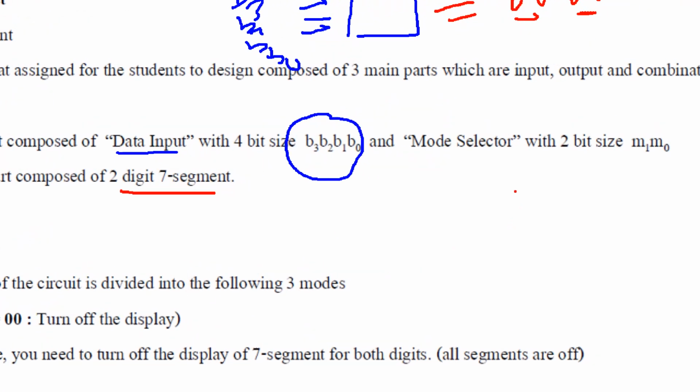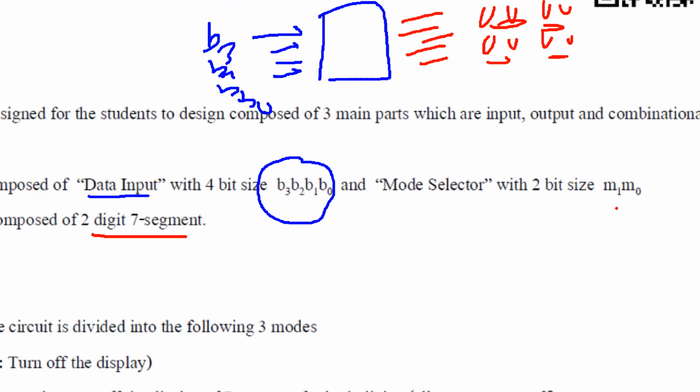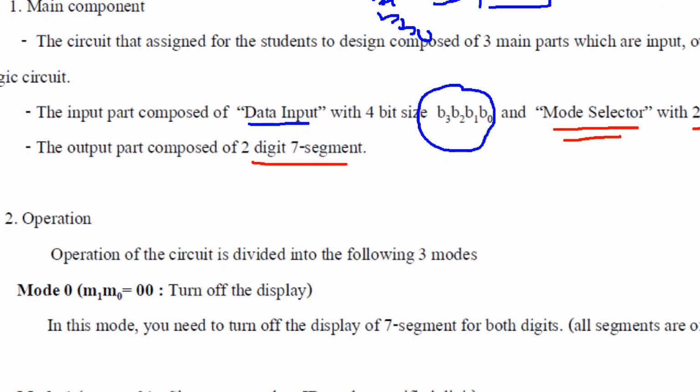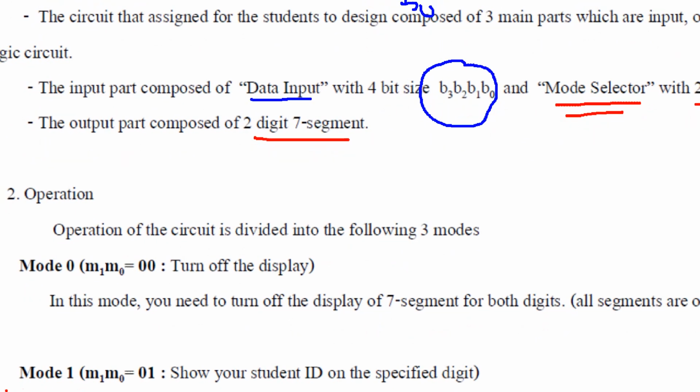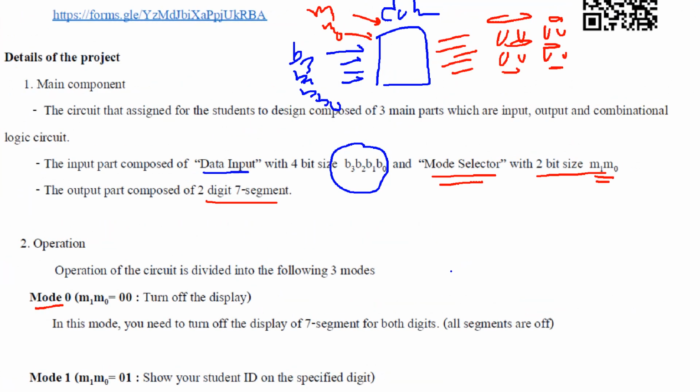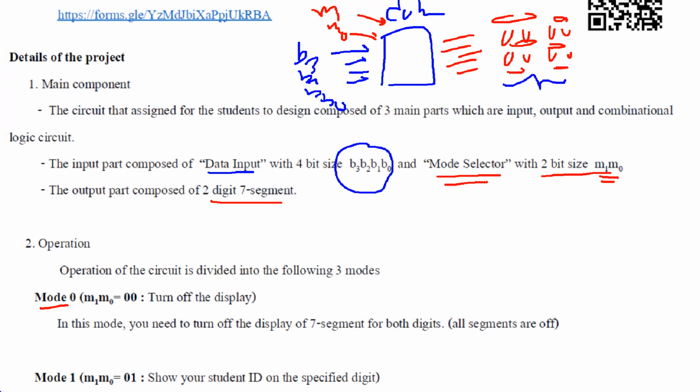There are two more inputs, called the mode selector, 2-bit, M1 and M0, to select the mode. So when M1, M0 is 00, this is mode 0. Mode 0 is display nothing. All segments of these 2 digits will be off.